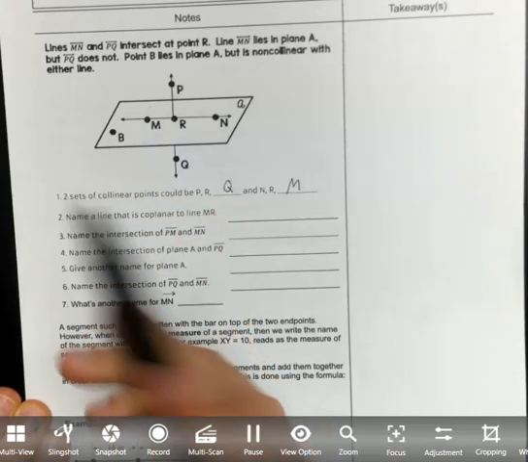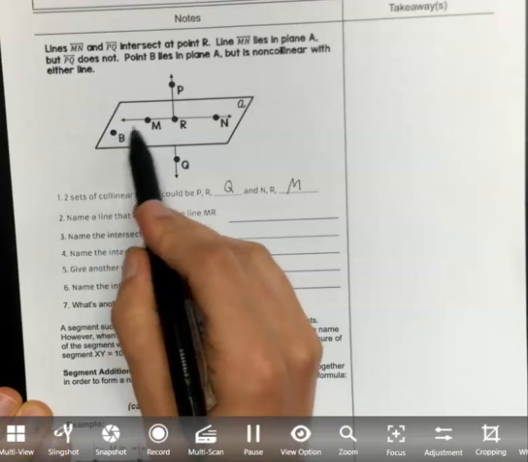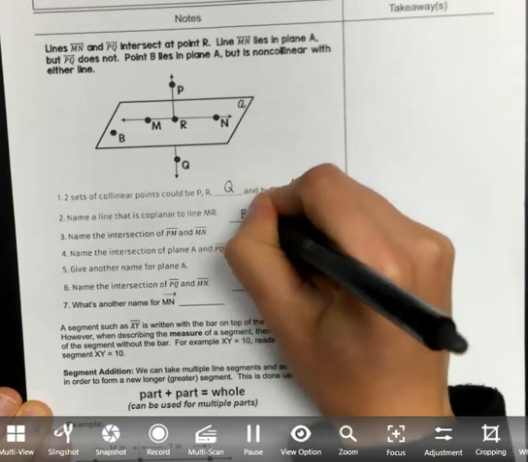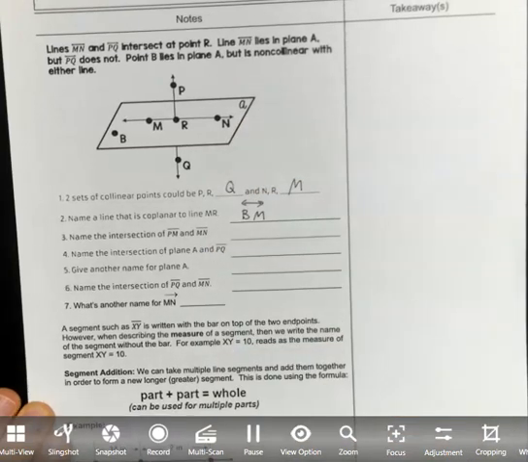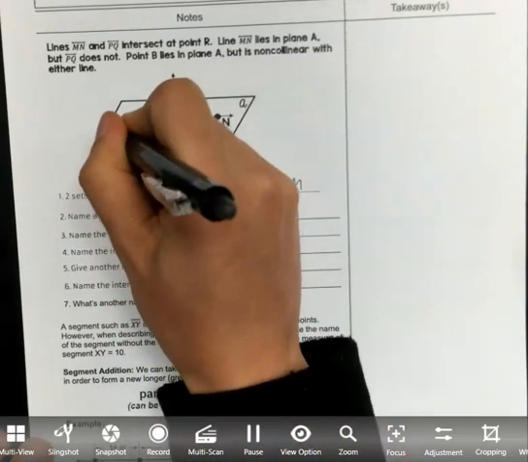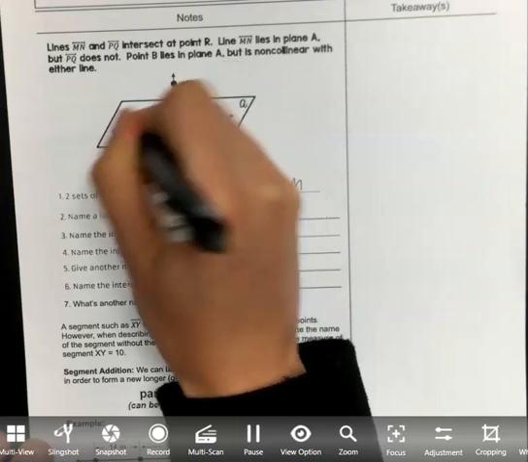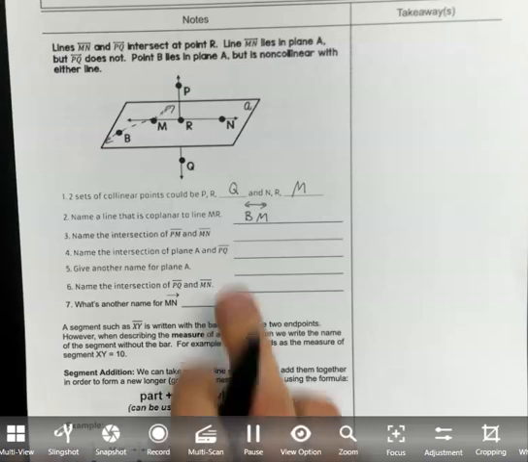However, we can draw a line through any 2 points. So I can draw a line through B and M, and that line will be on the same plane. So go ahead, line BM. And you're like, there is no line. There can be. We can make a line. Any 2 points can make a line. 2 or more.